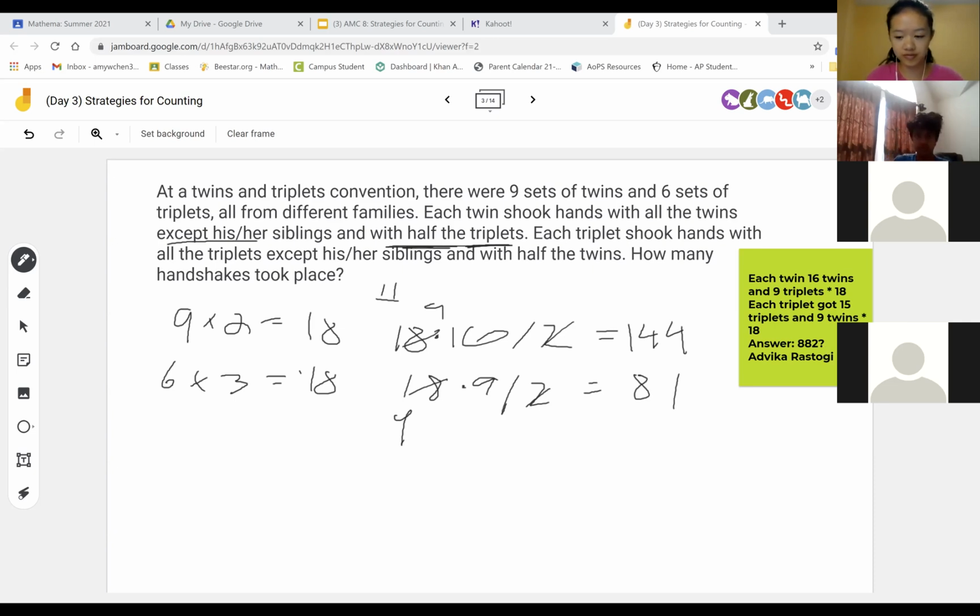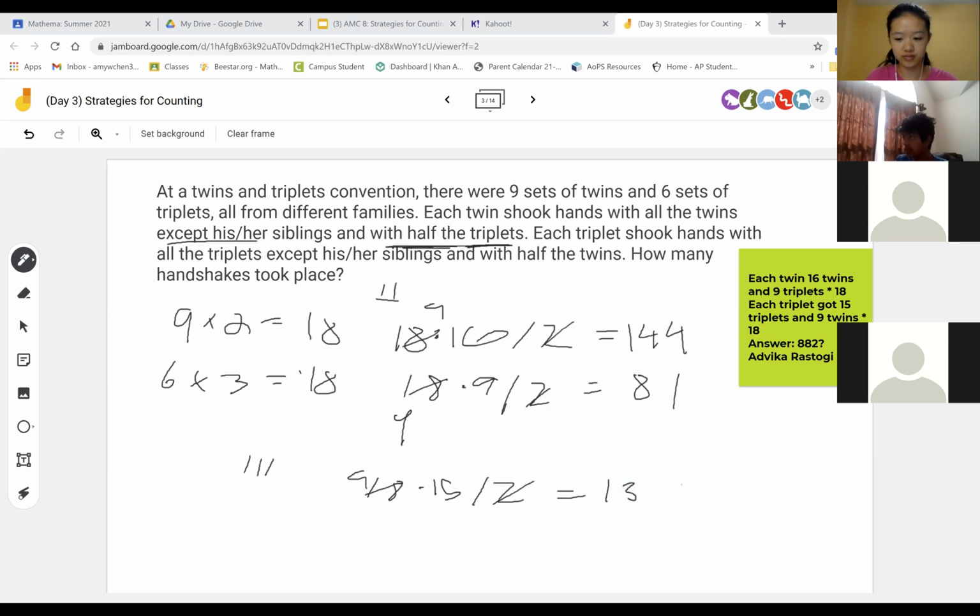It says half the triplets with half the triplets. Yeah, each triplet shook hands with all the triplets, except his or her siblings. So you can't shake hands with yourself, and your 2 other siblings. So each one shook hands with that many people. Divide by 2. Get 135.